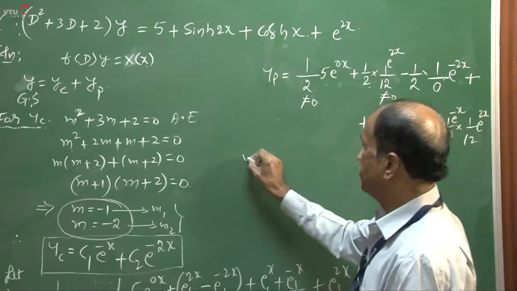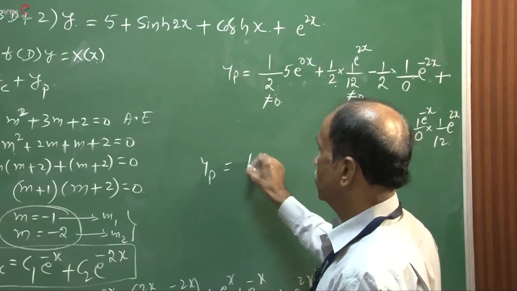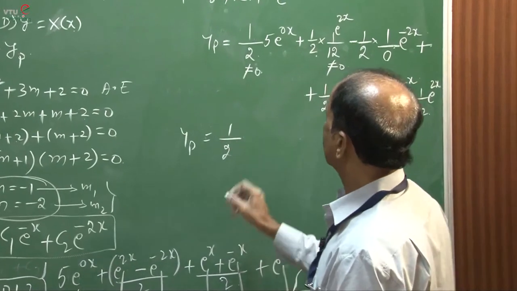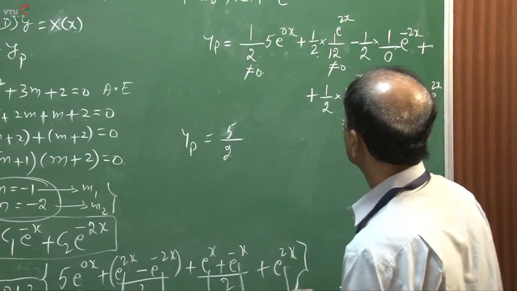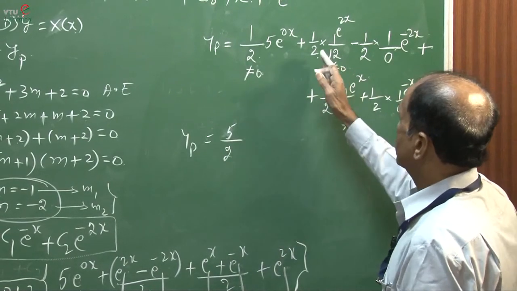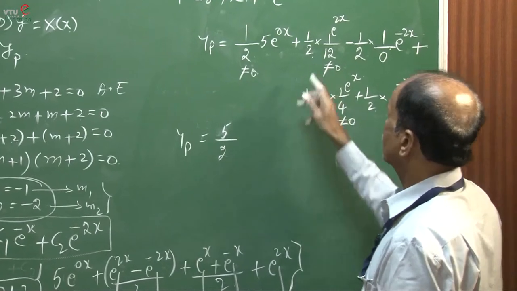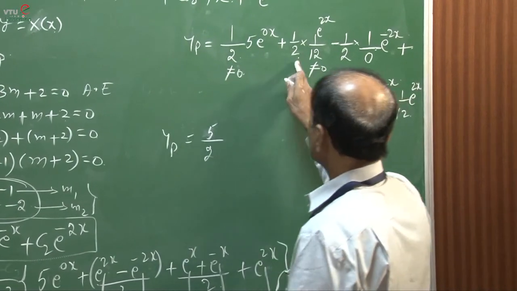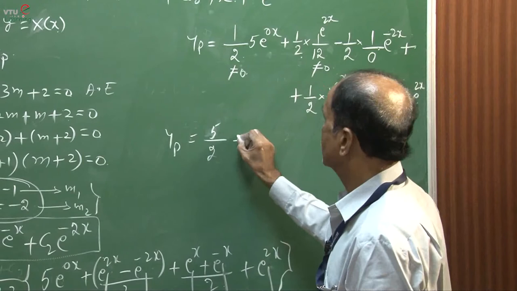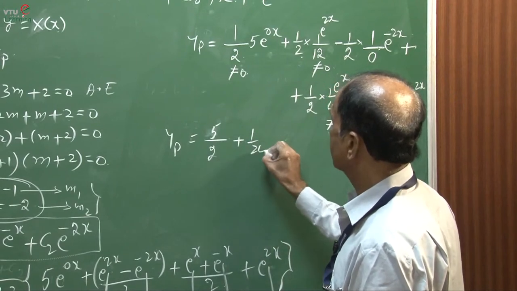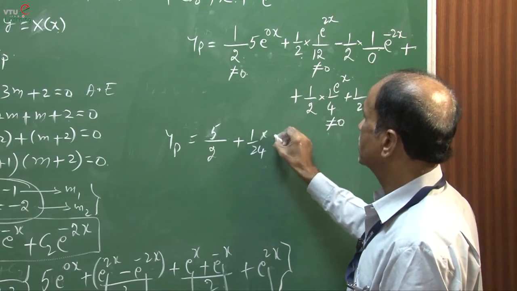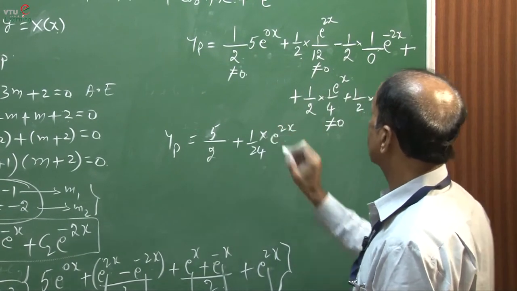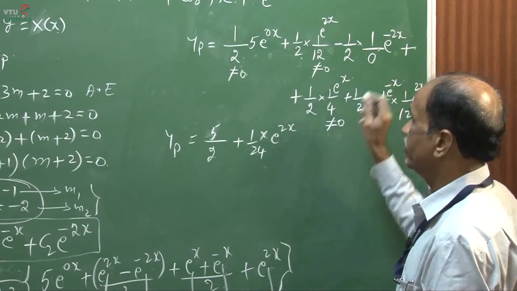Then yp is equal to 1 by 2 into 5. You can write directly 5 by 2. Okay. So I will take this as differential 1 by 2. 1 by 2 into 1 by 12, that becomes 24 into e to the power 2x. This is not a case of failure, but this is a case of failure.